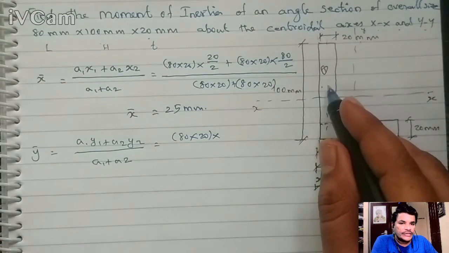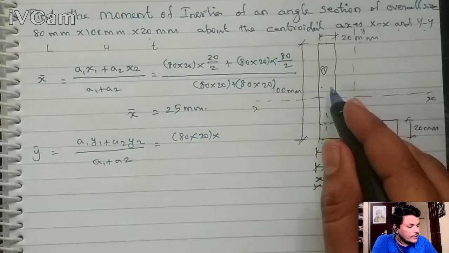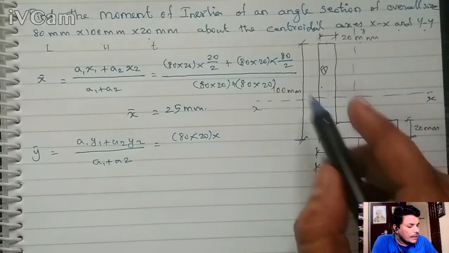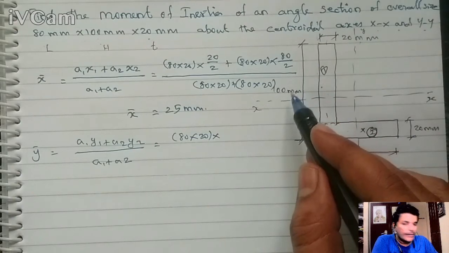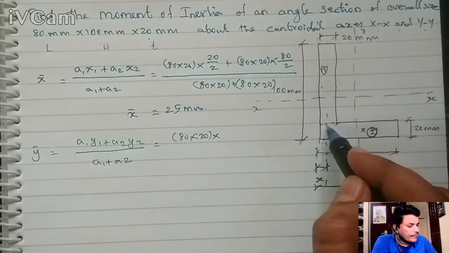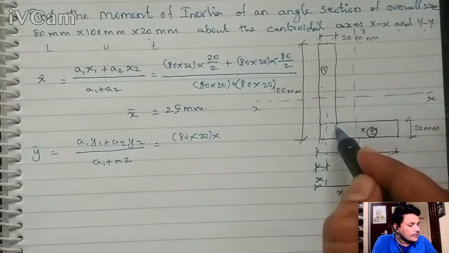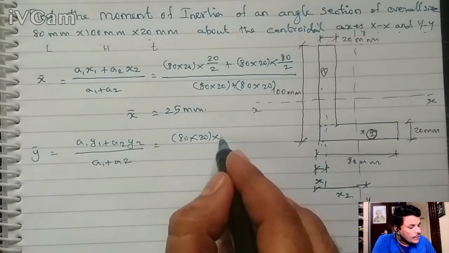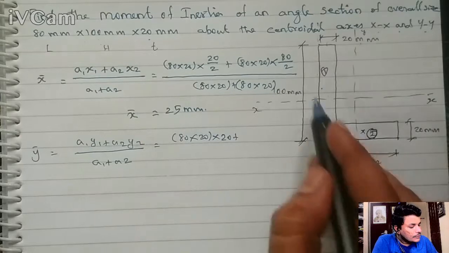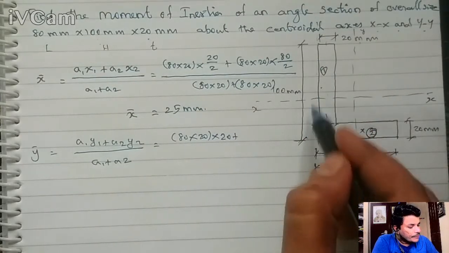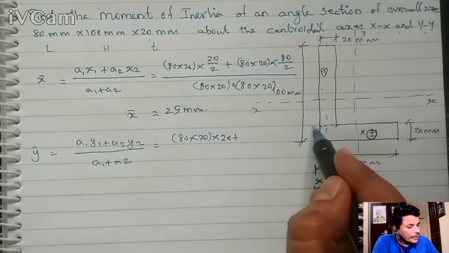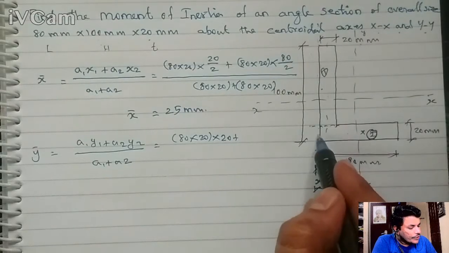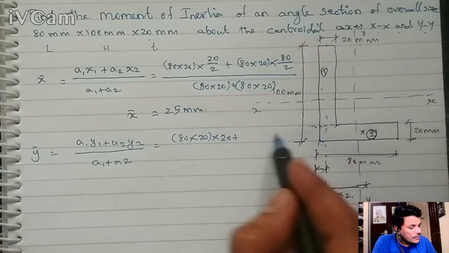The first section centroid. For that, I am not taking 100 by 2. That is wrong, because I have divided this section like this. So for that, I am taking 20 plus 80 by 2, because this depth is 80 mm up to here. So you first add 20 mm plus 80 by 2.